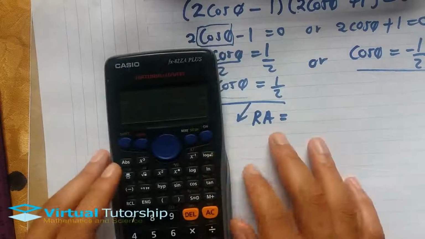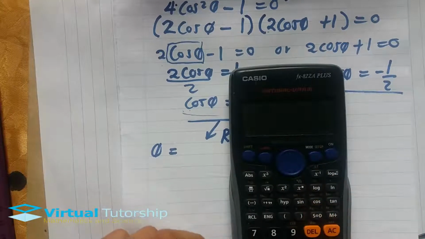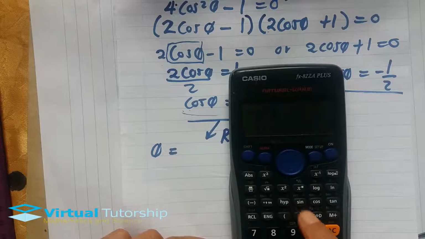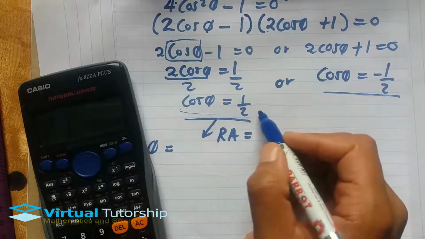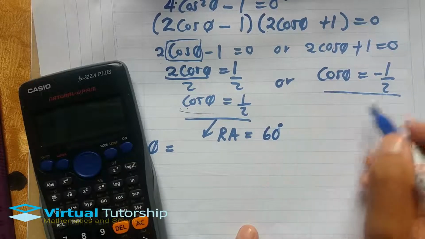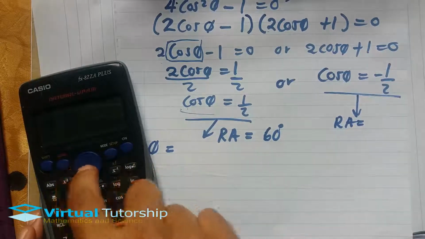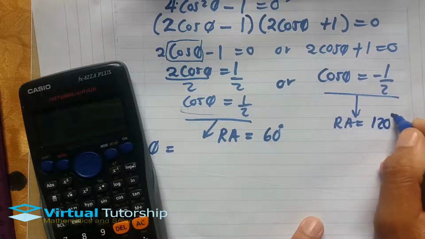So you will get the reference angle like this. You will say the second function of cos half. You can do it on your calculator. I don't think the calculator is clearly visible here, but you can punch it in on your calculator, then you will find that it's 60 degrees. Reference angle for cos theta equal to half, it's 60 degrees. Let's do this one quickly, equal to minus half, we find that it's 120 degrees.